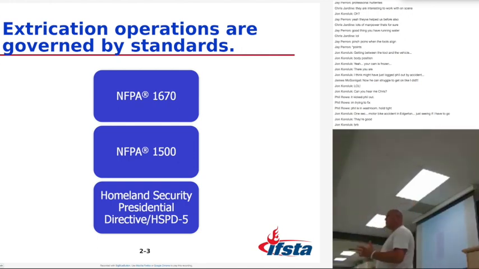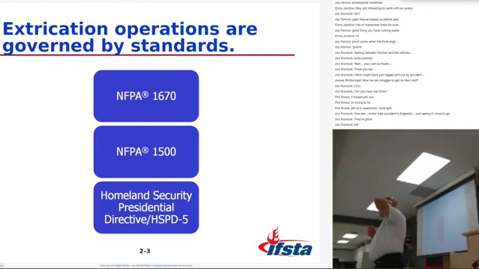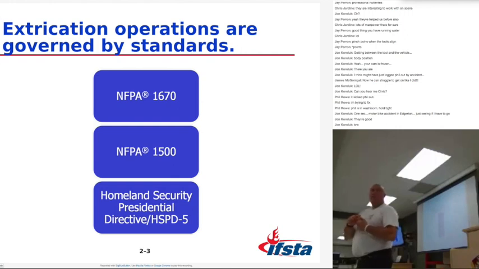Okay, so we talked in the first chapter about the standards that we're governed by: NFPA 1670, management of extrication operations, and NFPA 1500, the standard on fire department occupational safety and health program. Know these standards. There's not too many of them. So 1670, 1006, 1500. Know them. There will be a question on standards, I guarantee it. Probably not a whole lot, but know those three standards for sure.